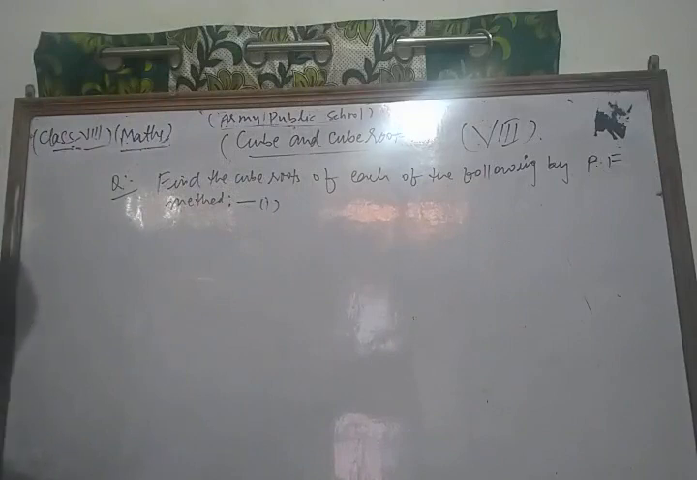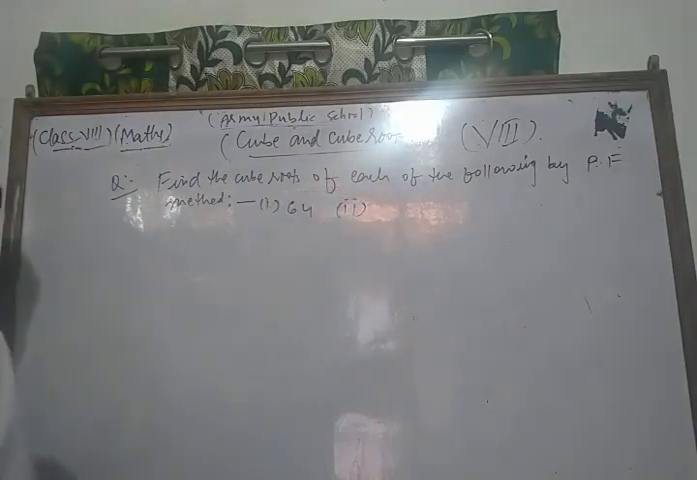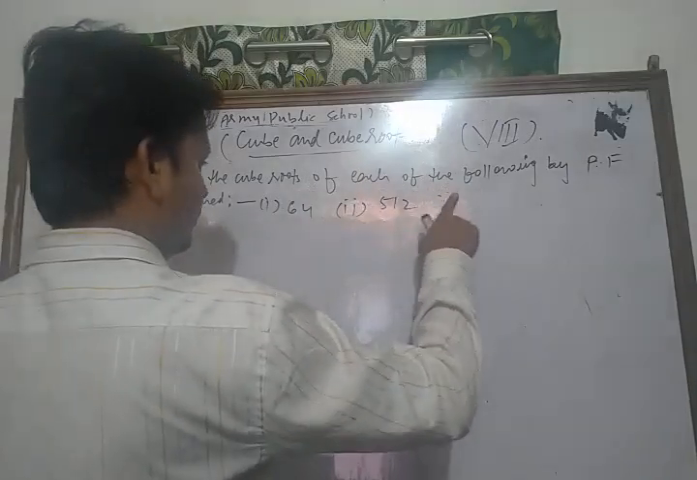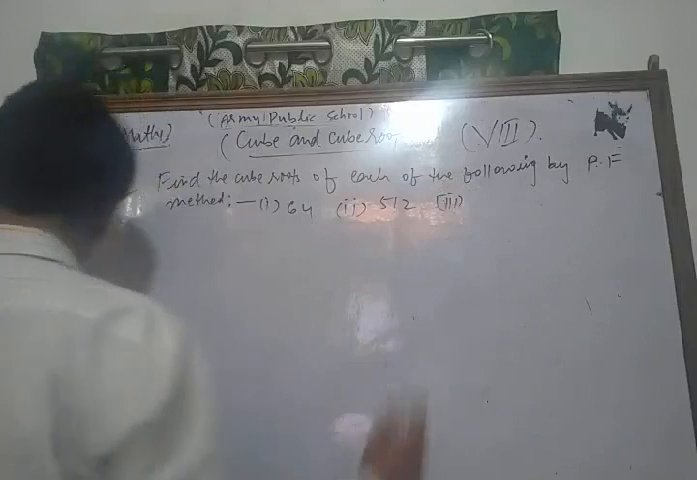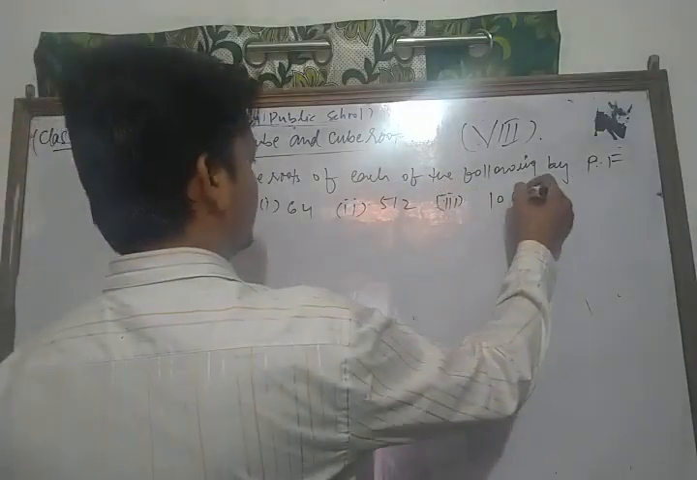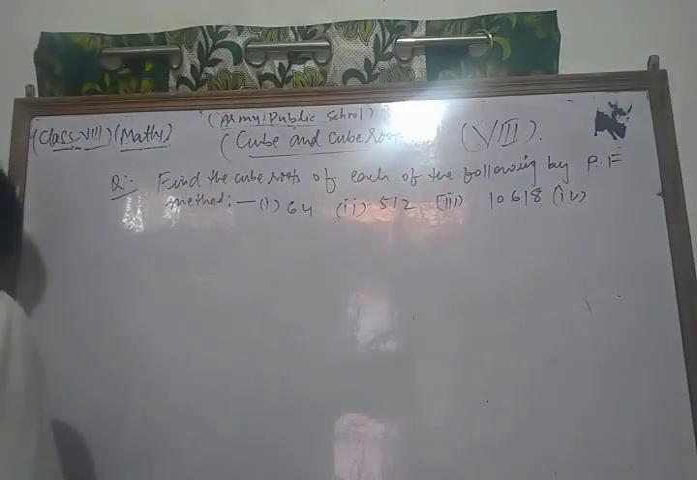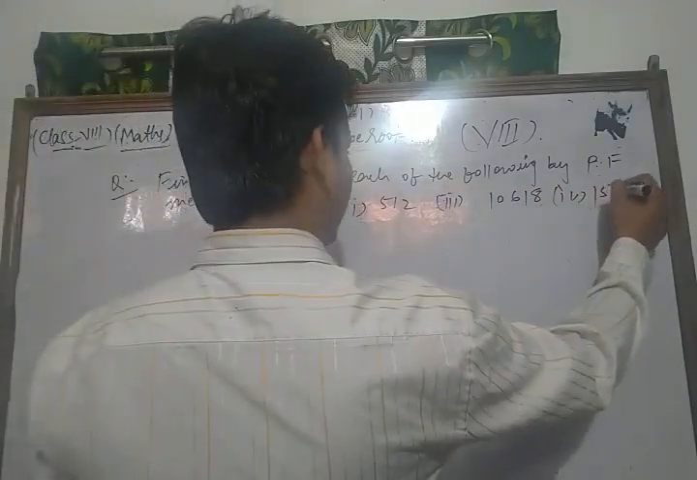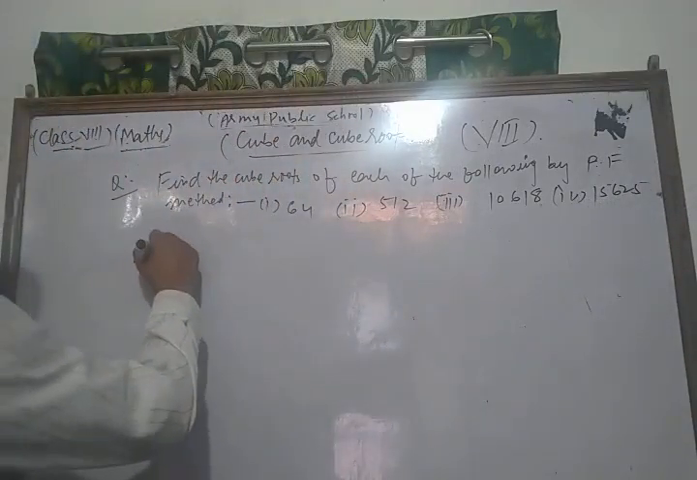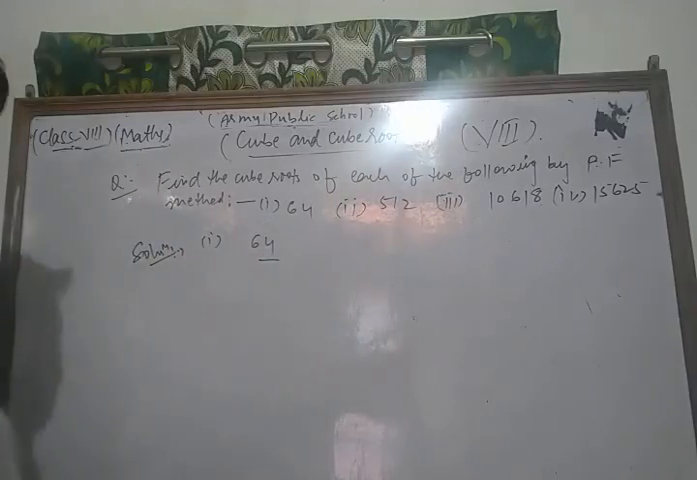And the first part of this question is what? 64. Second is what? 512. Third is what? 15625. Now let's see its solution. So first of all, we take and solve the first part, which is given as 64.